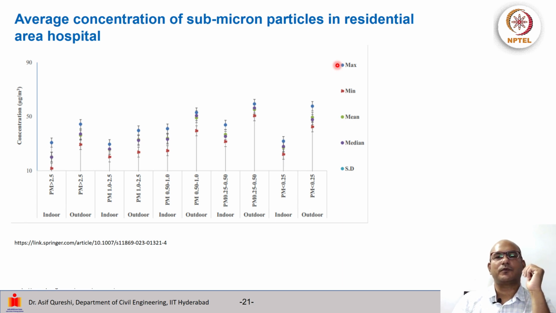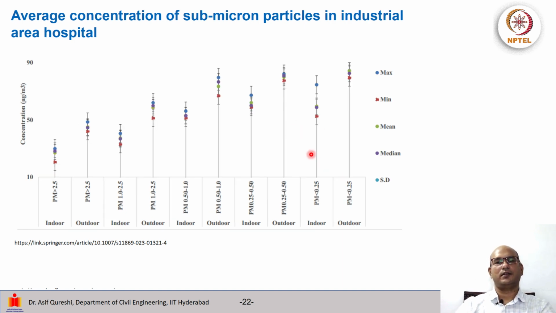In the hospital in the residential area, the trend was not that clear cut. Greater than 2.5 and between 1 and 2.5 indoors were pretty much similar. There was a little higher PM in the 0.5 to 1 fraction indoors, not too different from 0.25 to 0.5, and then lower in less than 0.25. So the trend was a little wavy in this residential area hospital.